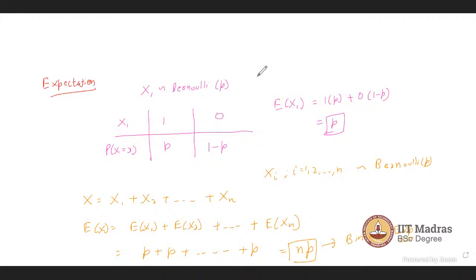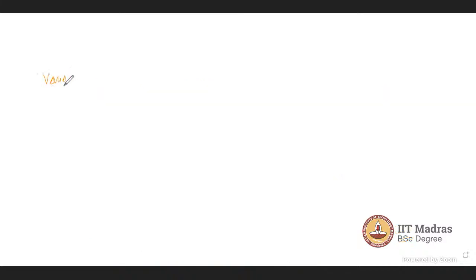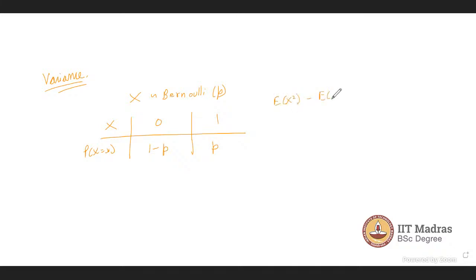Okay, let's similarly do the variance. If x follows Bernoulli with parameter p, x takes the value 0 and 1, simply 1 with probability p, 0 with probability 1 minus p. Again, you can simply compute the variance for the same, right? Using the formula. So on solving, you will simply get p times 1 minus p.